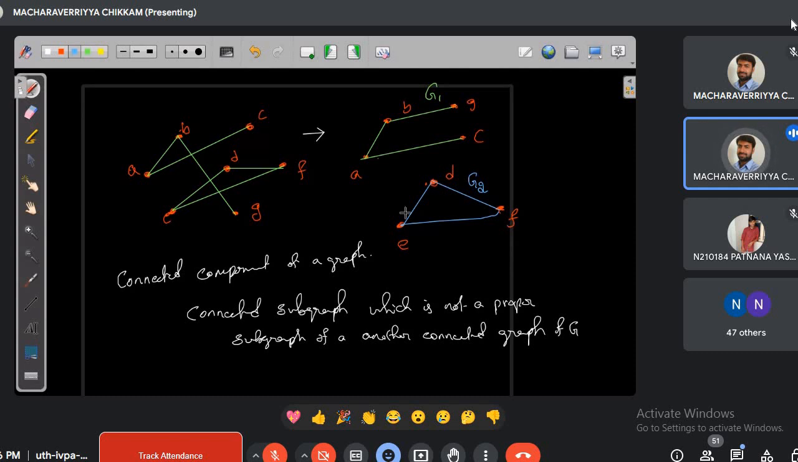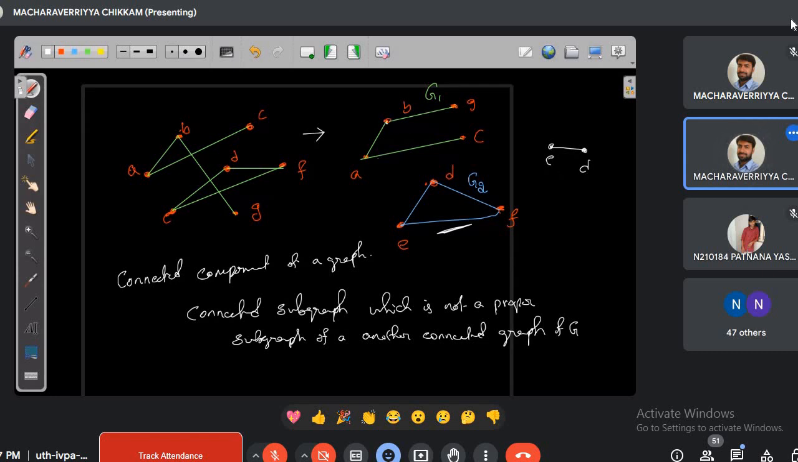Now, if you see the entire G2, this is connected, and it is not a proper subgraph of some other component here. Do you understand? For example, let me take just E and D. If you take ED, this is connected, and it is a subgraph of this connected graph, that is G2. Now I can't call ED a connected component. This is not a connected component.